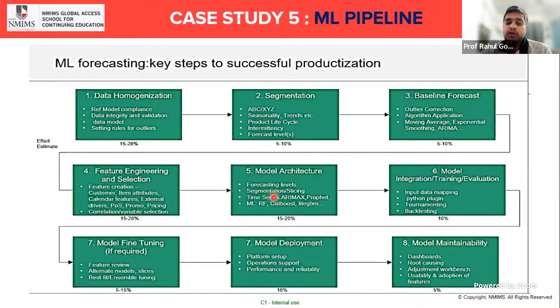Then we develop machine learning models. In machine learning, we have a lot of complex models. We have random forest, CatBoost, LightGBM, gradient boosting methods. And these all belong to data science. They are not statistical methods. They are data science methods.